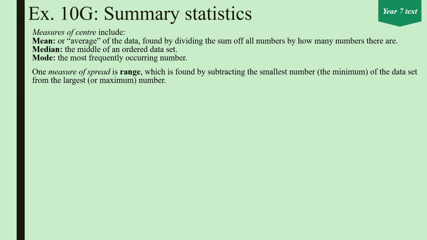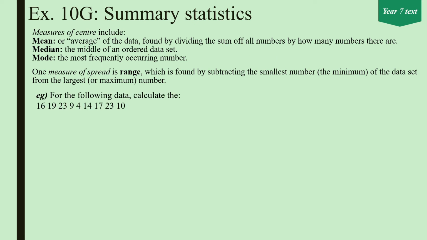We also have a measure of spread called range. Range is found by subtracting the smallest number from the largest number in the data set. So whatever the difference is between the largest and the smallest, that's your range. All right, let's give an example a go.